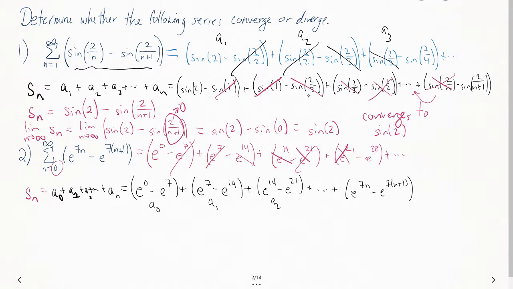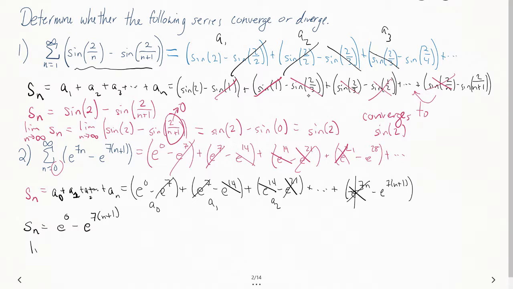So what happens now? Well, the e to the 0 you're left with. You have e to the 7's cancel, e to the 14's cancel. Your e to the 21, we already saw that's going to cancel with the next term. E to the 7n, the previous term is going to have that. So that one's gone. So what are we left with? Well, Sn would be equal to e to the 0 minus e to the 7 quantity n plus 1.